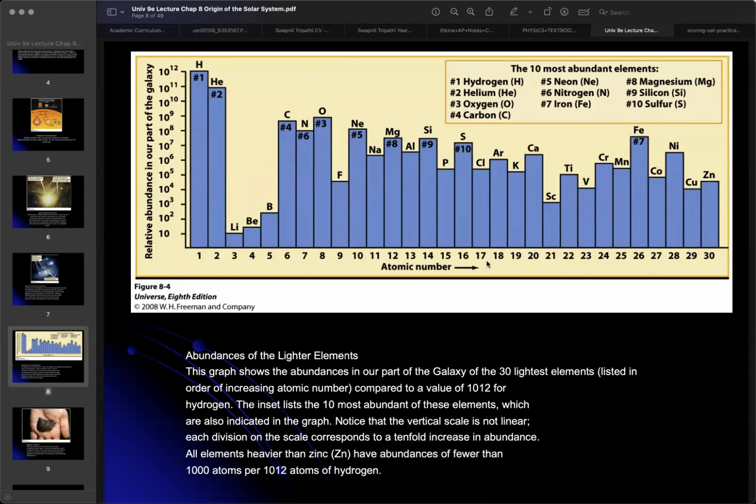The one thing to notice is that this scale is a logarithmic scale. So each next step on the vertical axis is 10 times greater than before. If you look at helium and hydrogen, hydrogen is not just 1 point more than helium, but it is 10 times more than helium. So small differences in here mean a lot.